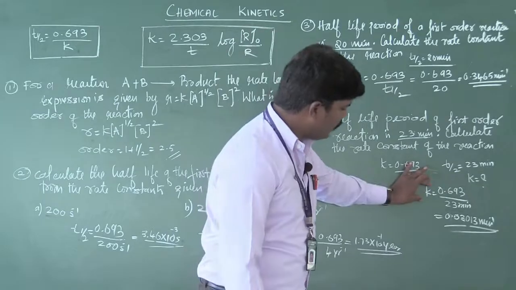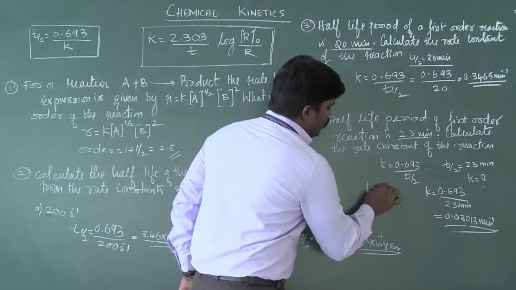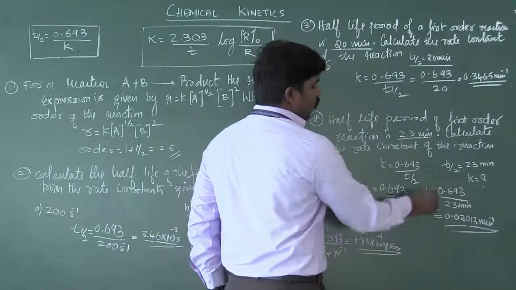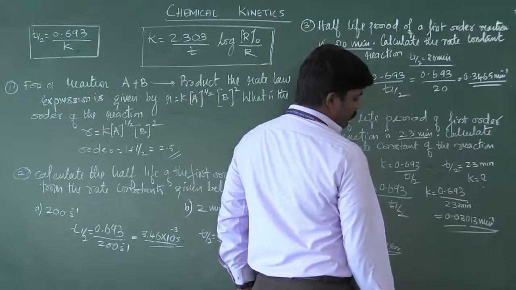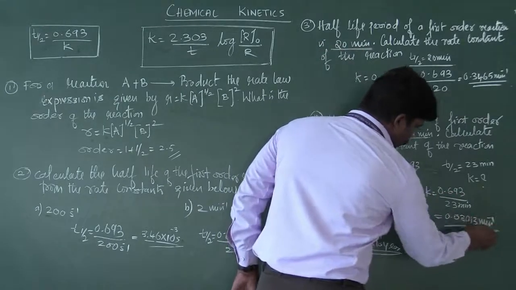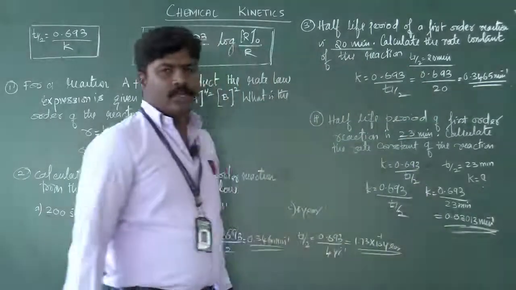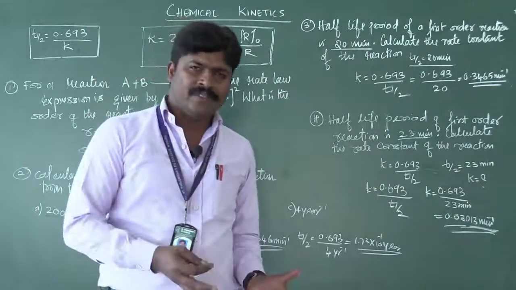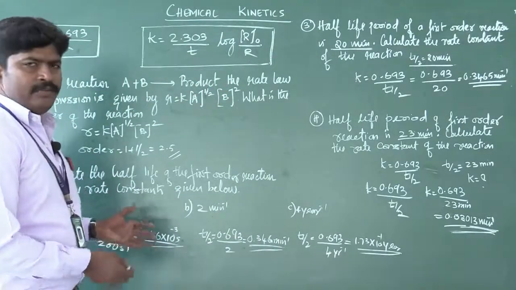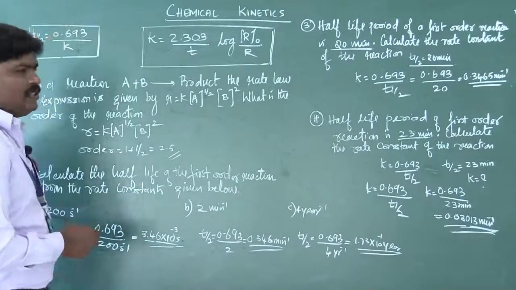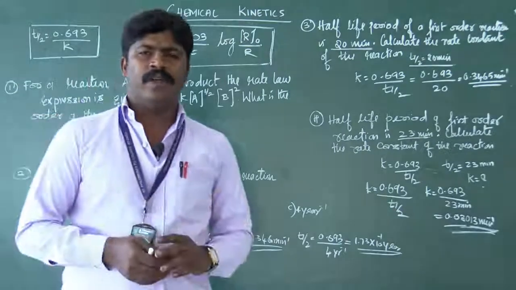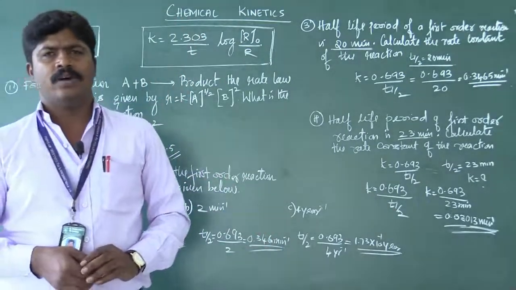So we know the formula, K is equal to 0.693 by T half. That is 0.693 by 23 minutes. The value becomes 0.03010 per minute. Again, we could easily find the rate constant provided the half-life is given, or if they give the rate constant, we can also find the half-life period. We have utilized the first formula, T half is equal to 0.693 by K. We have found both the variables, the half-life as well as the rate constant.